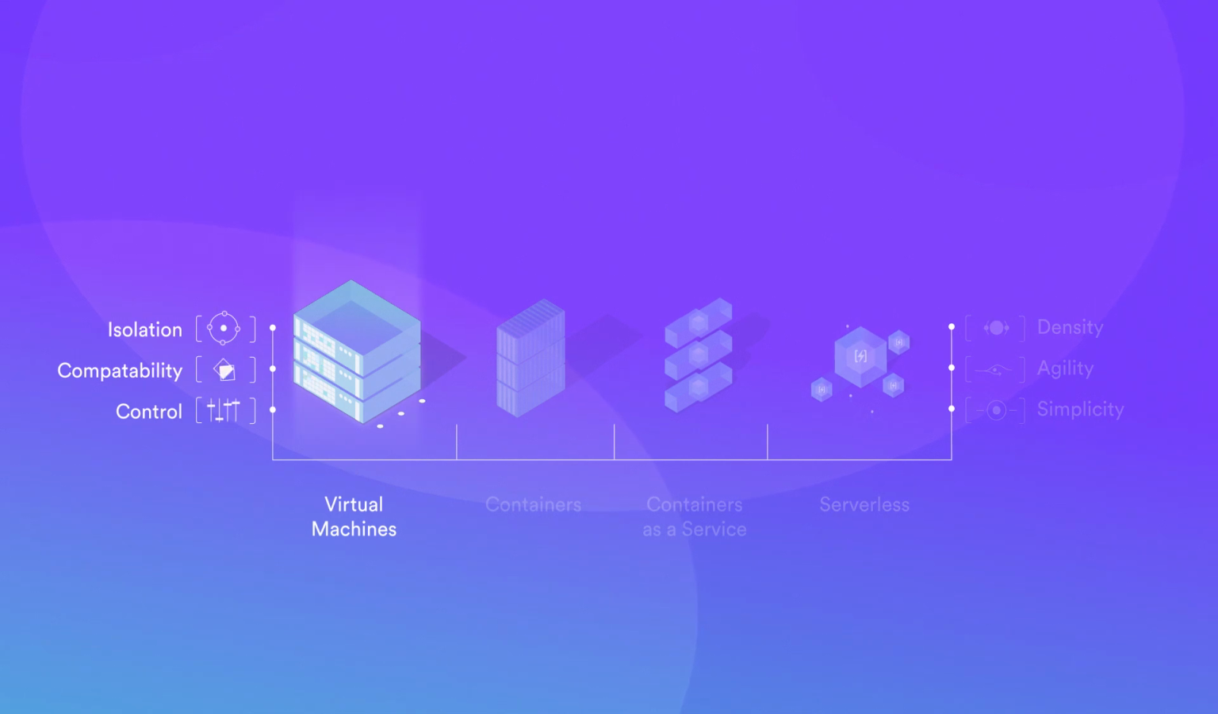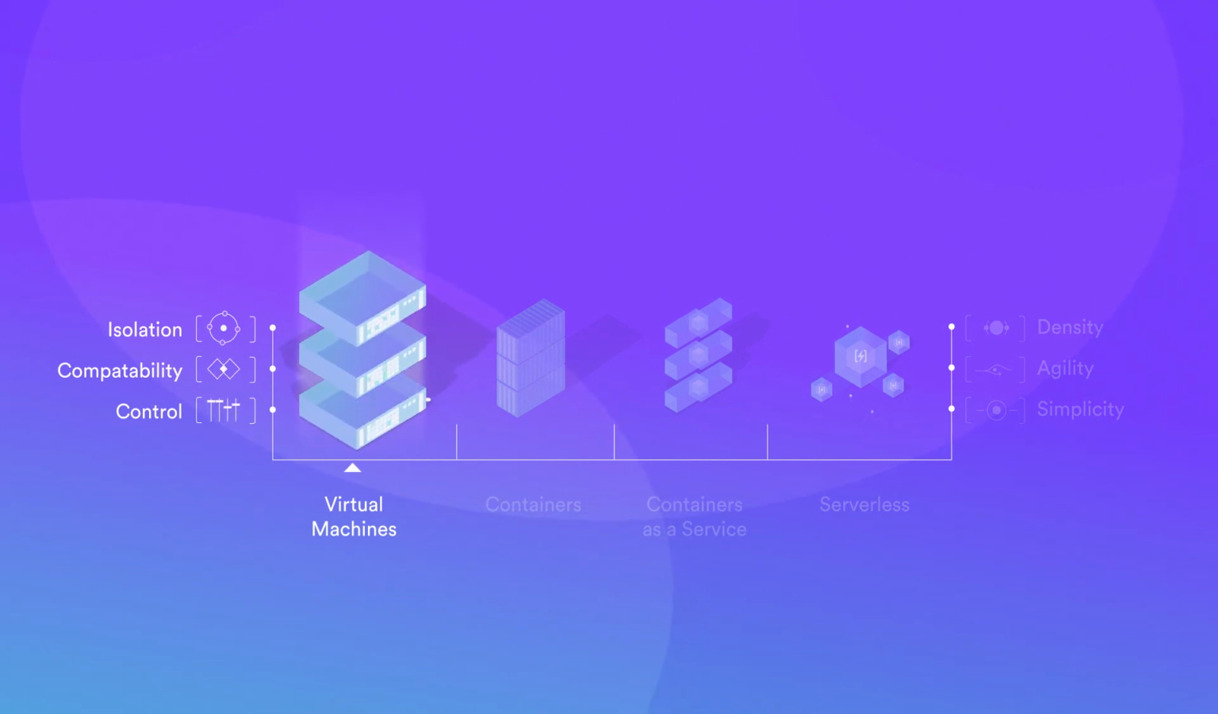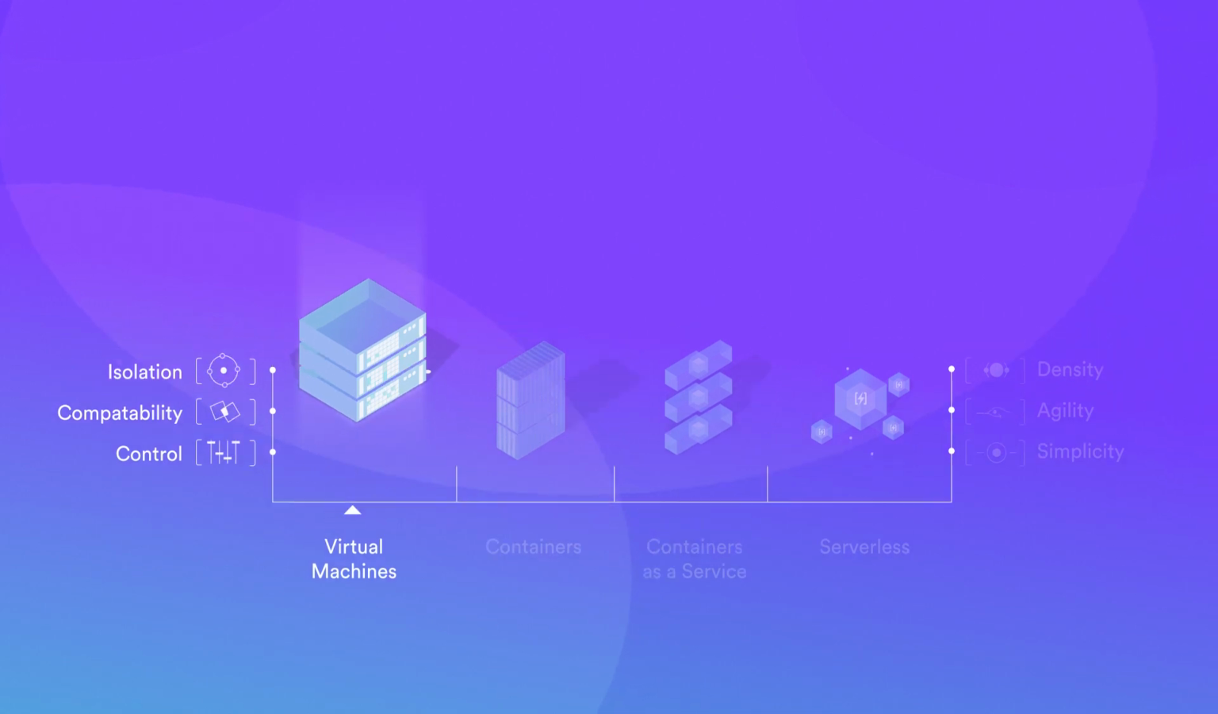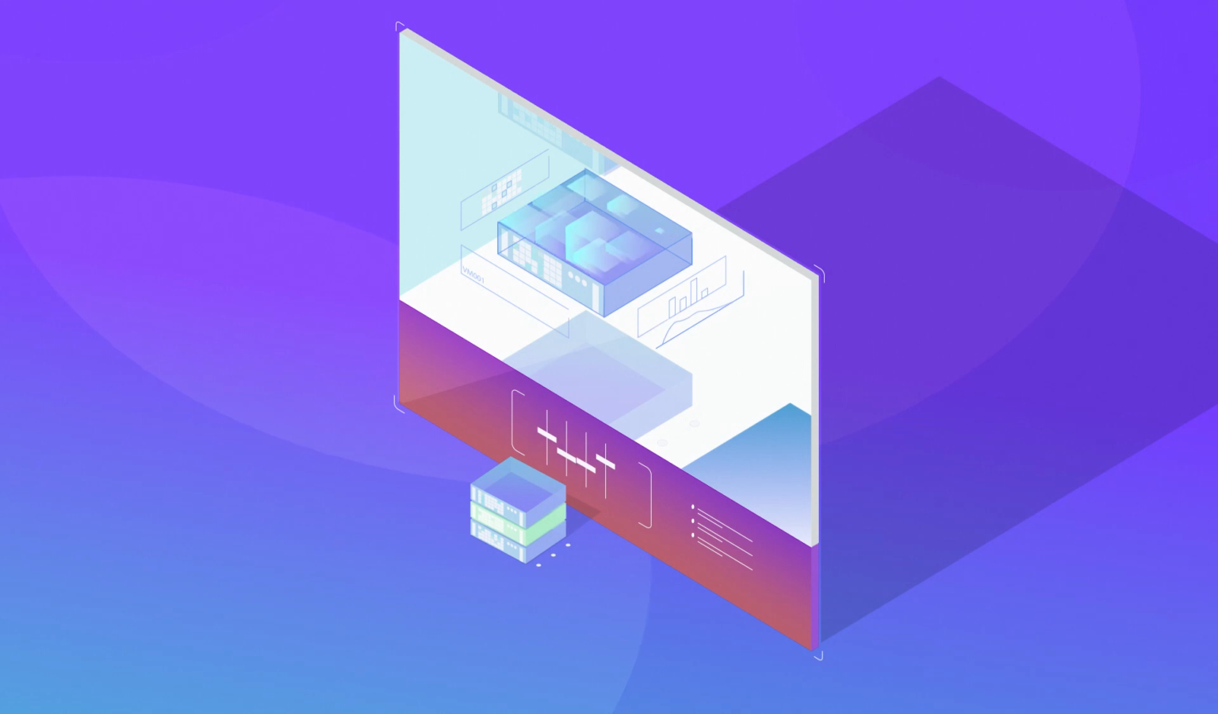On the far left side of the continuum is where you have virtual machines. Virtual machines have really strong characteristics for isolation, for compatibility, for control, because you really control the entire stack of what they do. You can tune them to run however you need to. You have full control of the operating system they run and the platform they run on.